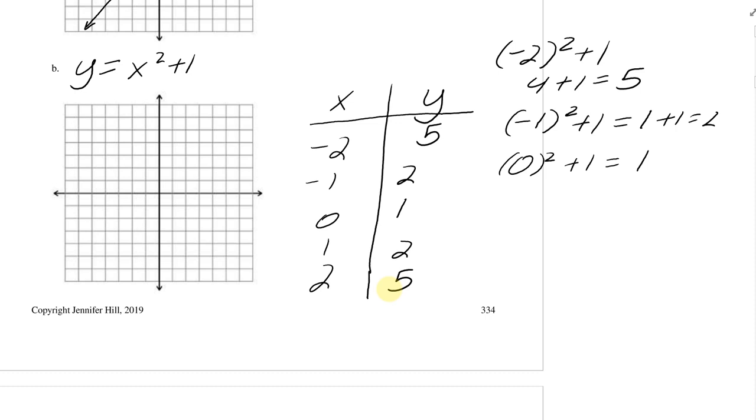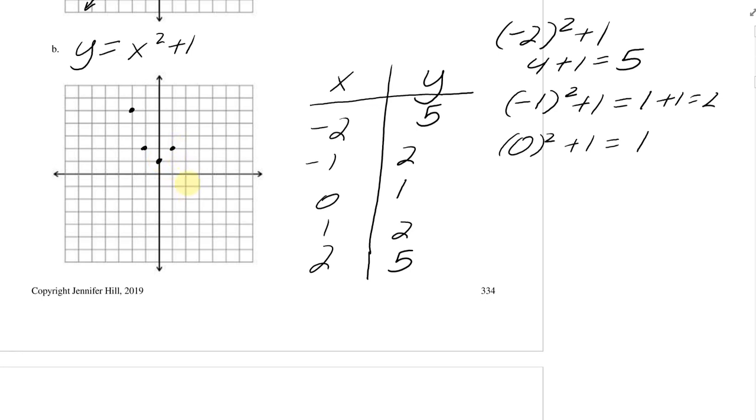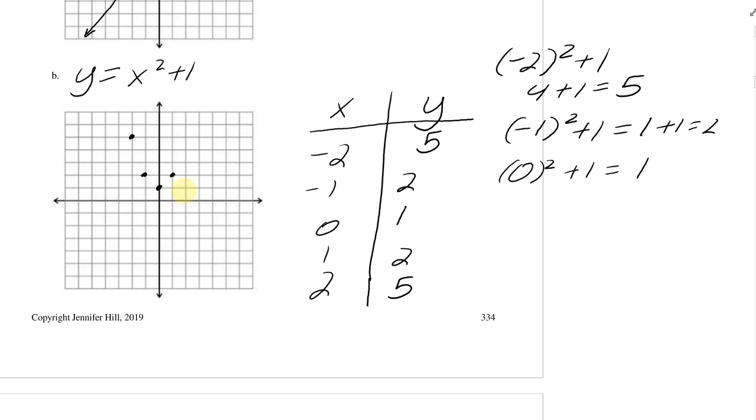So now I need to plot these points. So I've got -2, 5. There's my first point. -1, 2. 0, 1. 1, 2, and 2, 5. So this shape is looking more like a U shape. So this is quadratic, and you might remember that those looked U-shaped anyways. So this is not surprising. So that would be the shape of this graph in this case.